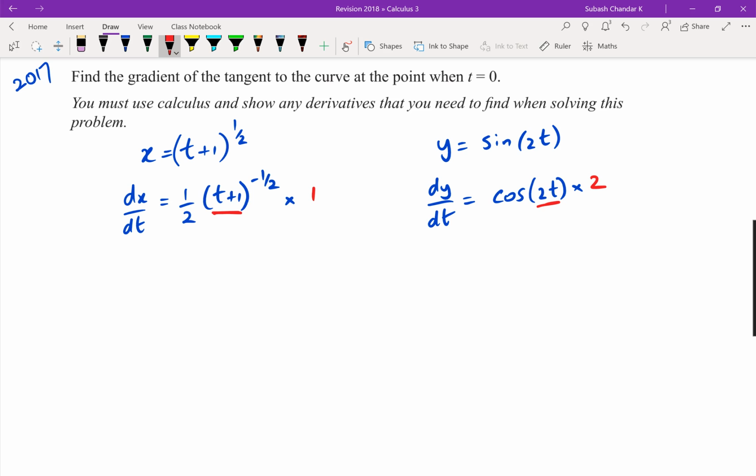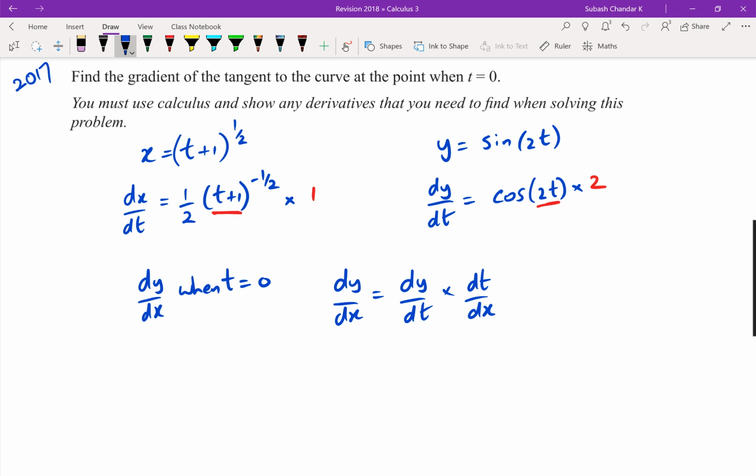They're asking for the gradient when t is equal to 0. So what you're looking for is dy/dx when t is equal to 0. Now, whenever you do parametric equations, guys, get into the habit of writing dy/dx. So I would write this as dy/dx is equal to dy/dt multiplied by dt/dx. So in this case, dy/dt is 2 cos of 2t multiplied by dt/dx.